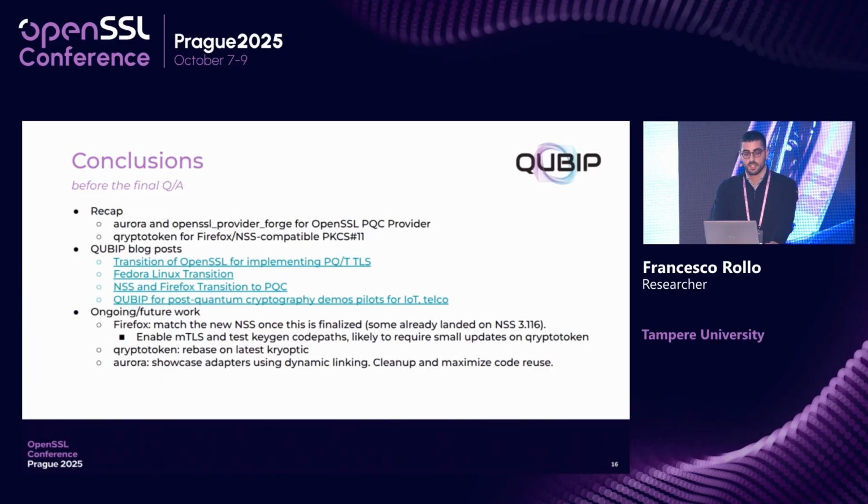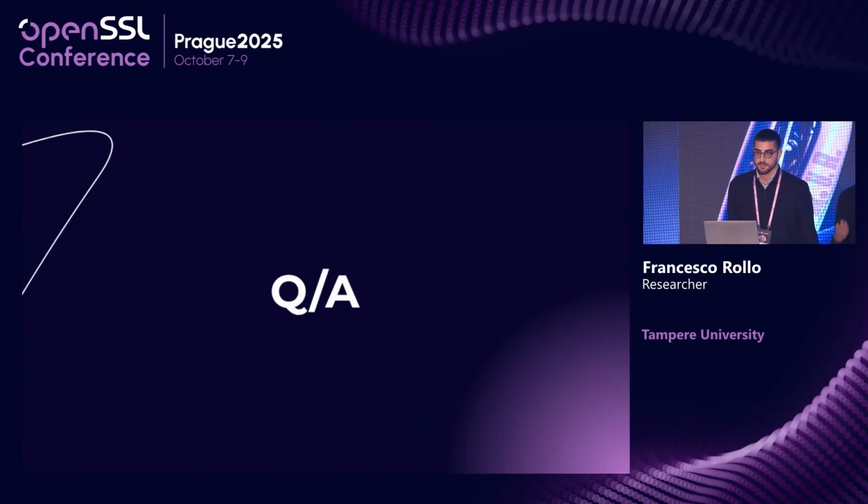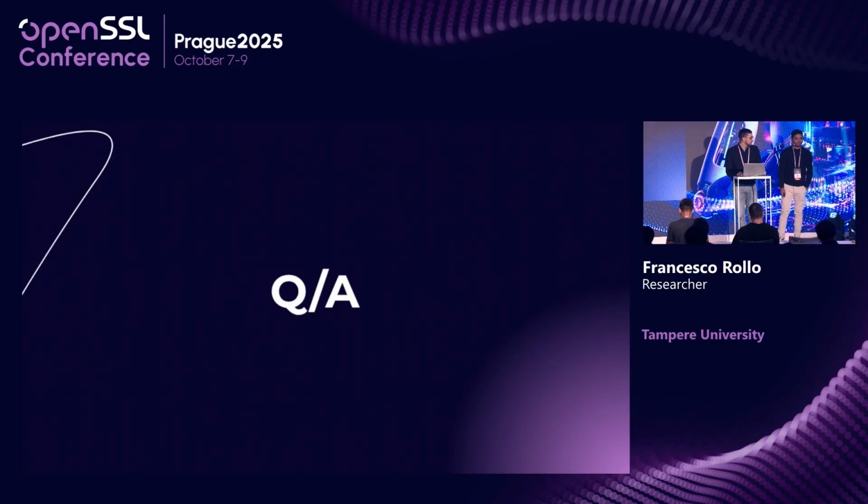And then, of course, we want to rebase on the latest Cryptoki because we actually forked more than 1.5 years ago, so there are a lot of changes. For Aurora, instead, we want to showcase adapters using dynamic linking. And of course, we also want to provide for the Cryptoki token a little bit of cleanup and maximize code reuse before the release. Thank you. Yes, this concludes our demo.